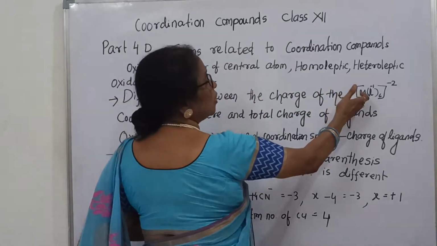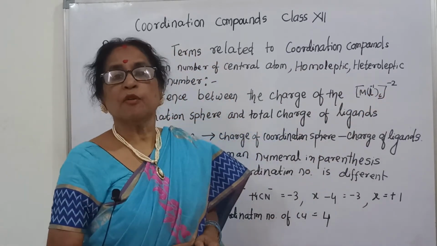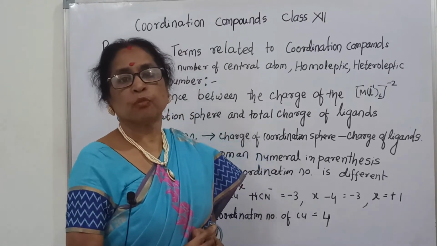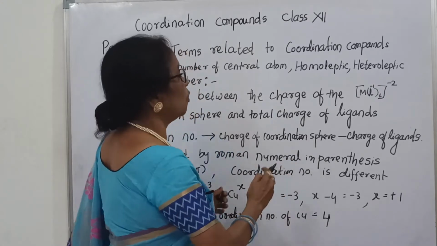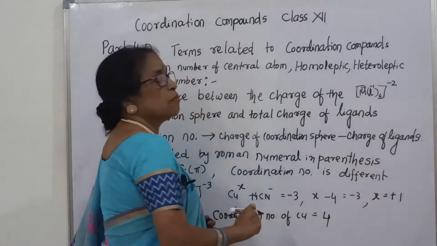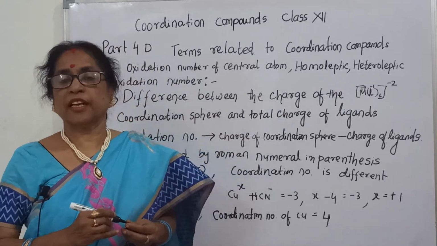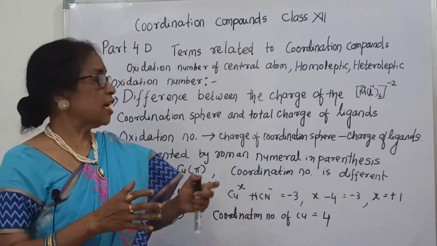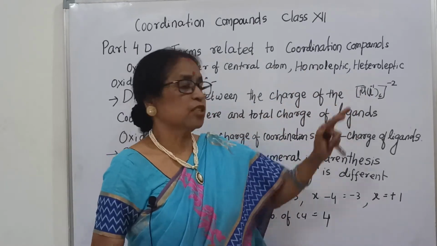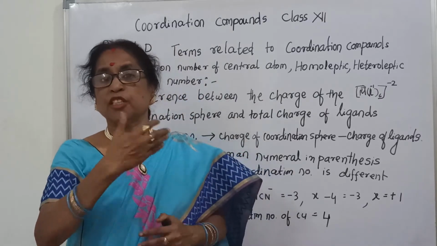Then you calculate M. M is -2 minus (-6), and here you will get +4. That means if the oxidation number is +4, then automatically the overall charge is -2. Are you clear? What is the oxidation number of the central metal atom? You take the difference between the charge of the complex, the charge of the coordination sphere, minus the charge of the ligands. You see the number of ligands and the charge of the ligands.